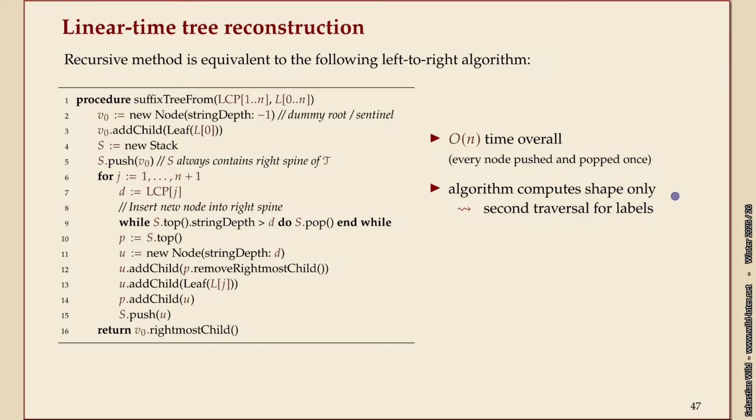I should say the algorithm only outputs the shape of the trie and doesn't label the edges with the corresponding characters, but that's easy to fix. You can look into the text and pick the right edge labels. Easiest conceptually to do this in a second traversal.